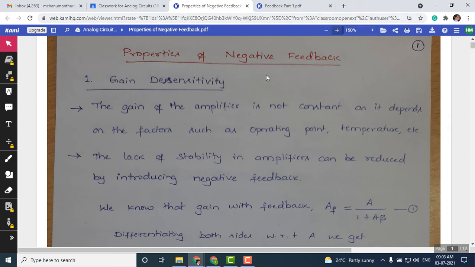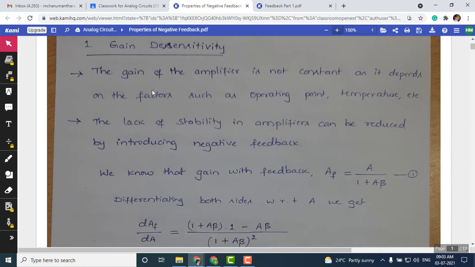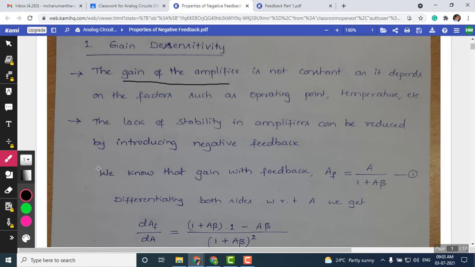So in the properties of negative feedback, first we will take up gain desensitivity. Let us define what we mean by gain desensitivity. The gain of the amplifier is not a constant. We are already familiar with that. The gain of an amplifier depends on several parameters. What are those parameters? Number one is the operating point. The gain depends on the operating point, either in a BJT based amplifier or an FET based amplifier, and also gain depends on temperature as well.